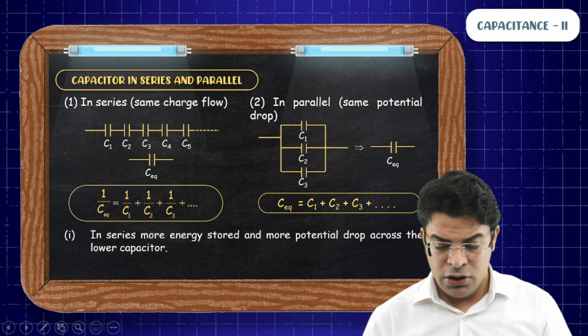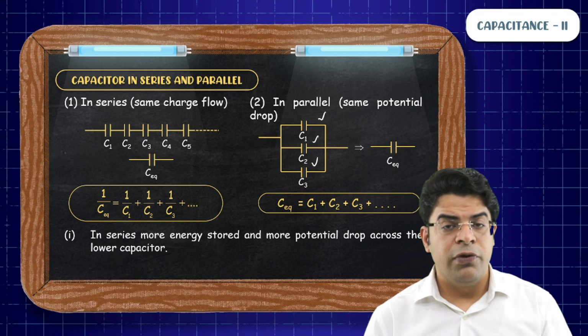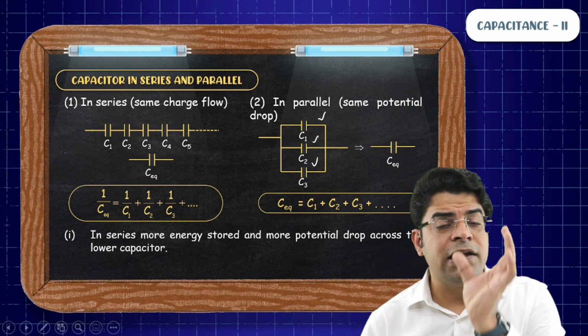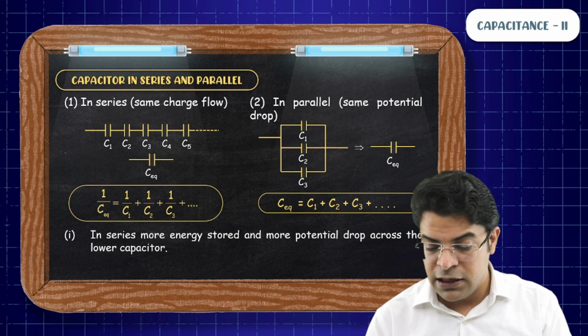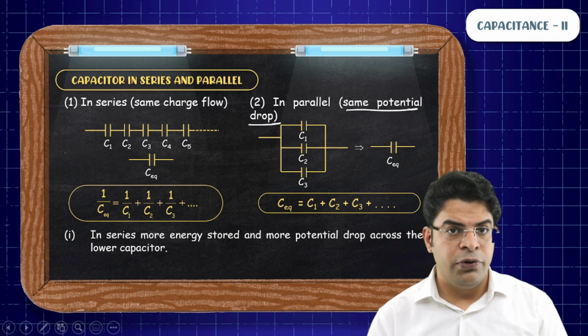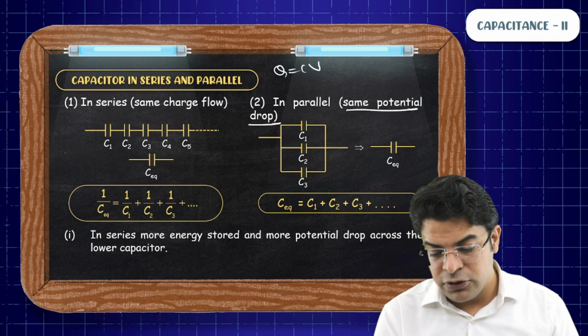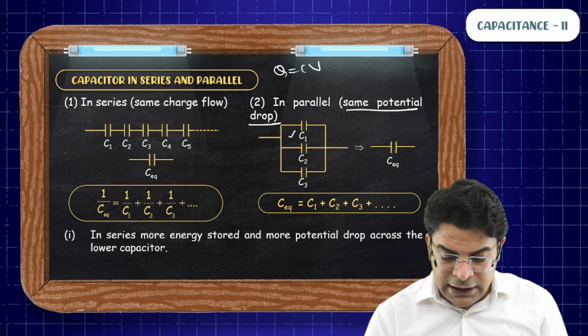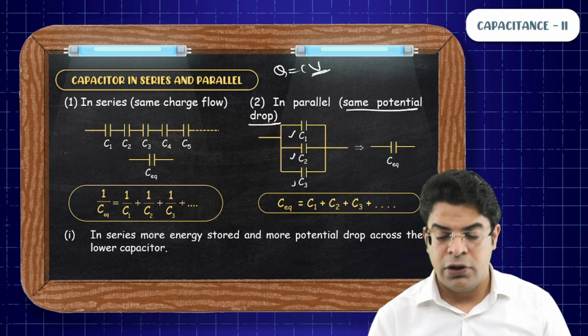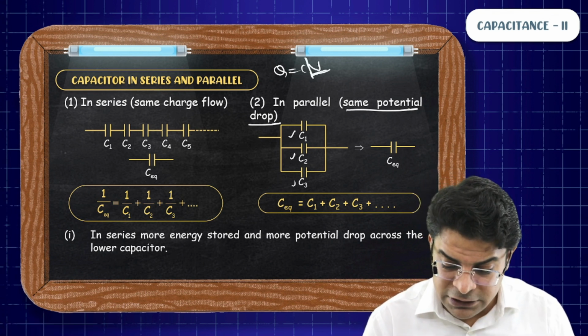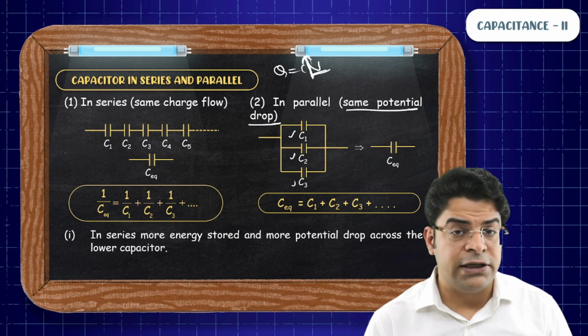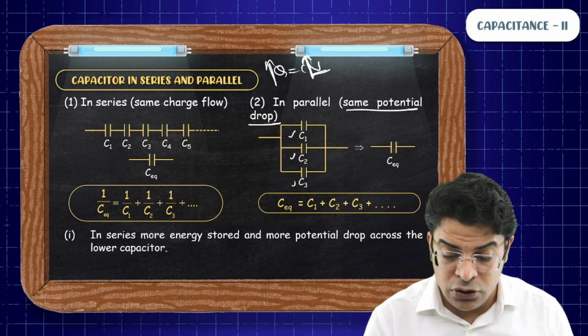Now moving on to capacitors connected in parallel. When capacitors are connected in parallel, what is same? Sir, they are connected across the same potential drop. So from Q equals CV, for all the capacitors connected in parallel, V is same. So the one capacitor which has got more capacitance will have more charge on it.